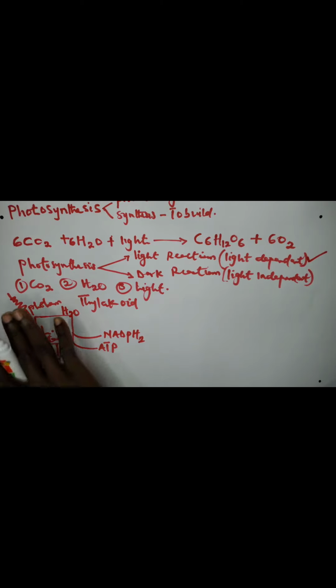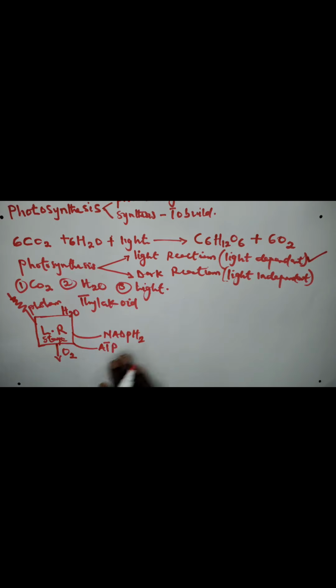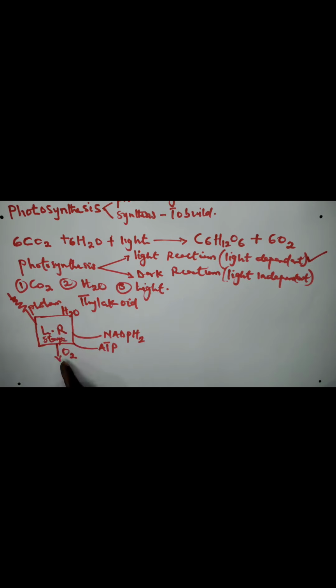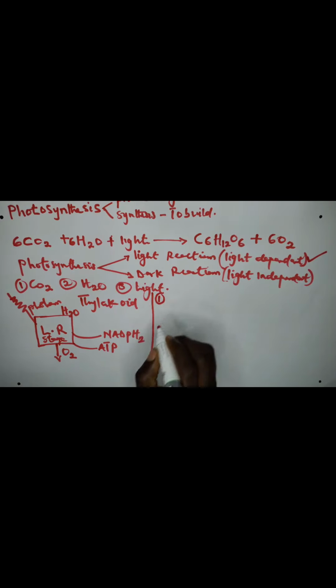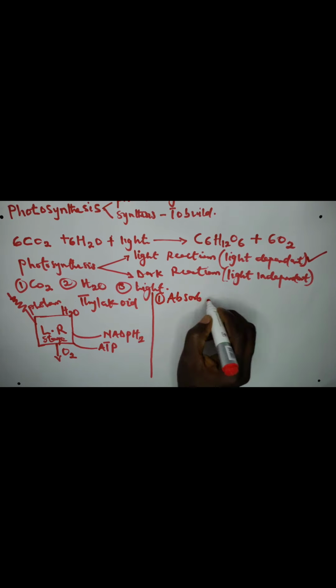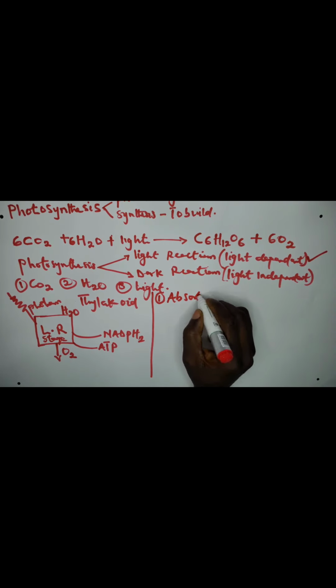So we're going to explain in this video how all these things occur in the thylakoid: how the photon helps in that light reaction, how your water molecule comes in, how your oxygen molecule is liberated, how NADPH is produced, and how ATP is also produced. Now we can summarize everything that goes on here. Number one, the first thing that will occur in the light reaction is absorption of light.